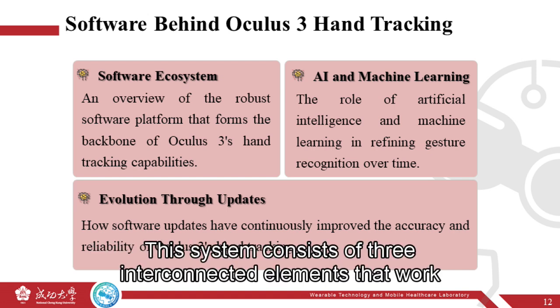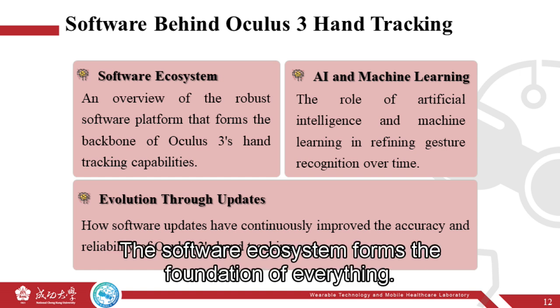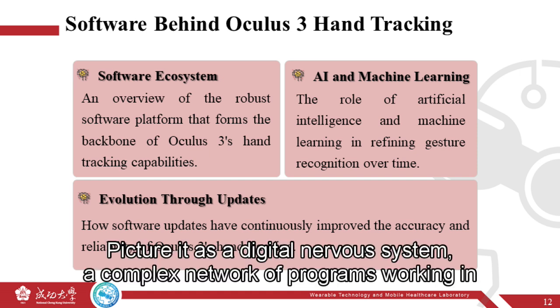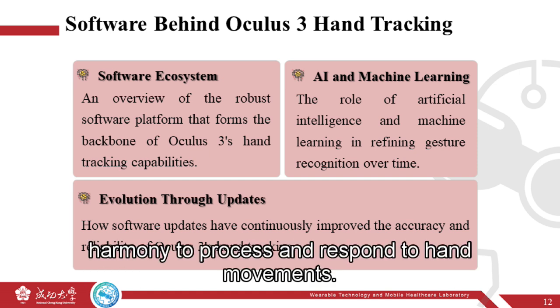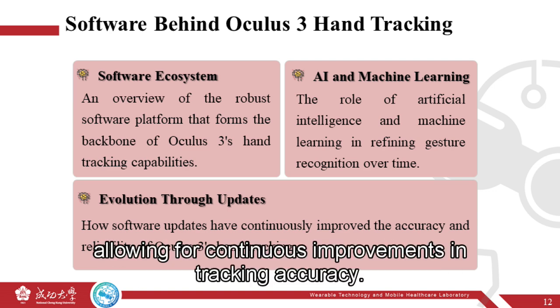This system consists of three interconnected elements that work together to deliver increasingly precise tracking performance. The software ecosystem forms the foundation of everything. Picture it as a digital nervous system, a complex network of programs working in harmony to process and respond to hand movements. This platform isn't static, it's designed to be flexible and expandable, allowing for continuous improvements in tracking accuracy.